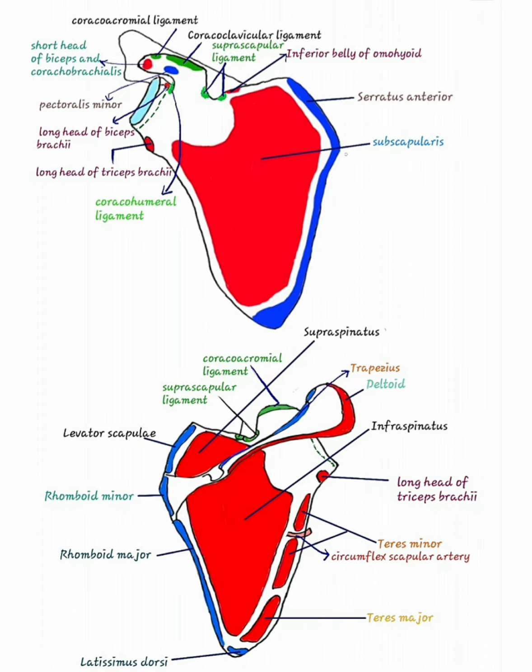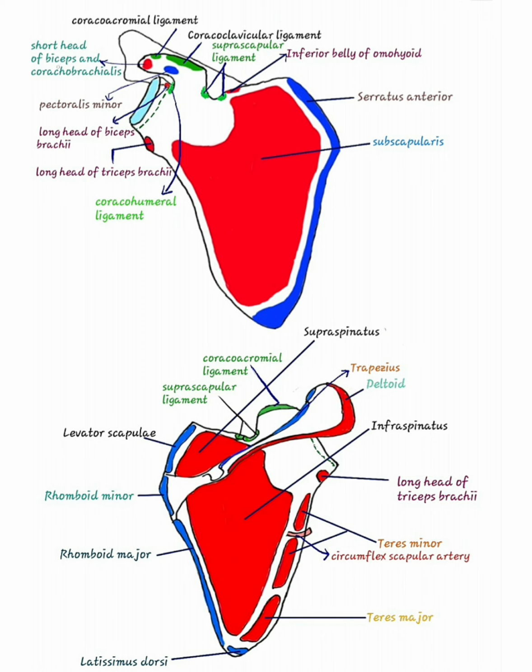Subscapularis arises from medial two-third of subscapular fossa. Supraspinatus arises from medial two-third of supraspinous fossa and upper surface of spinous process. Infraspinatus arises from medial two-third of infraspinous fossa and lower surface of spinous process. Deltoid arises from lower lip of spinous process and lateral border of acromion process.